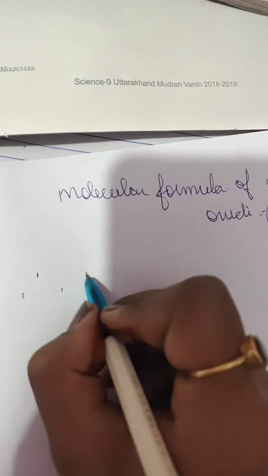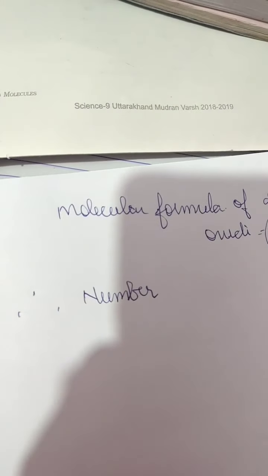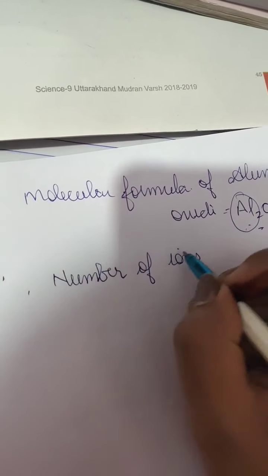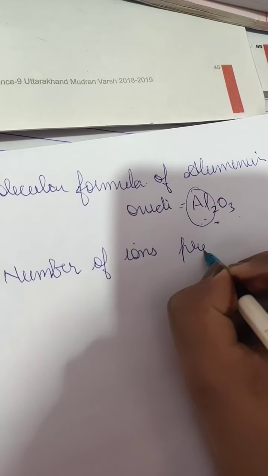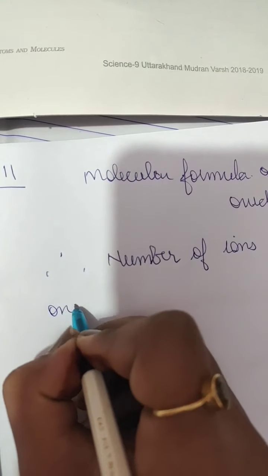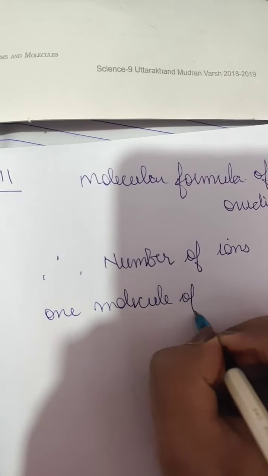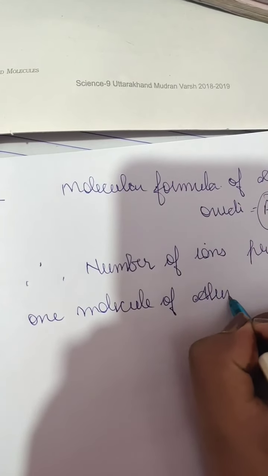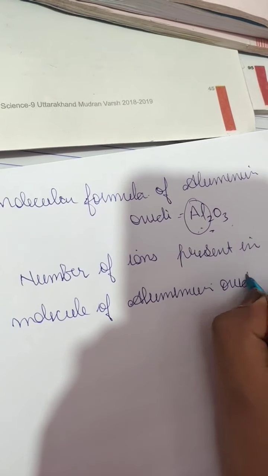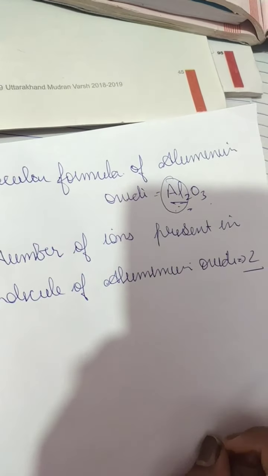So that means the number of ions present in one molecule of aluminium oxide is 2, because there are 2 atoms of aluminium in aluminium oxide.